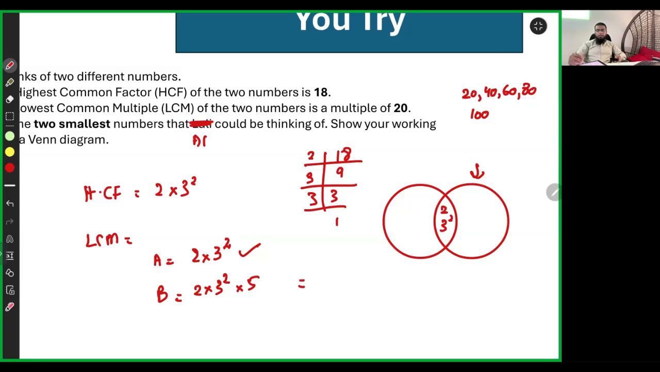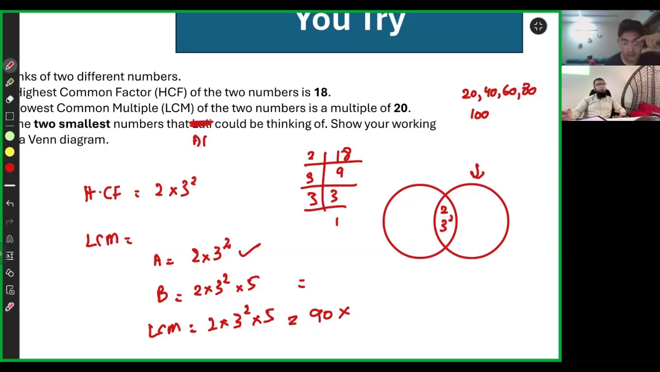देखें एलसीएम दोनों को क्या निकल सकता है? 2 into 3 square times 5. तो हमारे पास क्या होगा? 3 squared 9 times 2 times 5. तो 90 नहीं आ रहा मल्टीपल ऑफ 20. That was wrong. यार नहीं आ रहा. 2 into 3 square into 10.